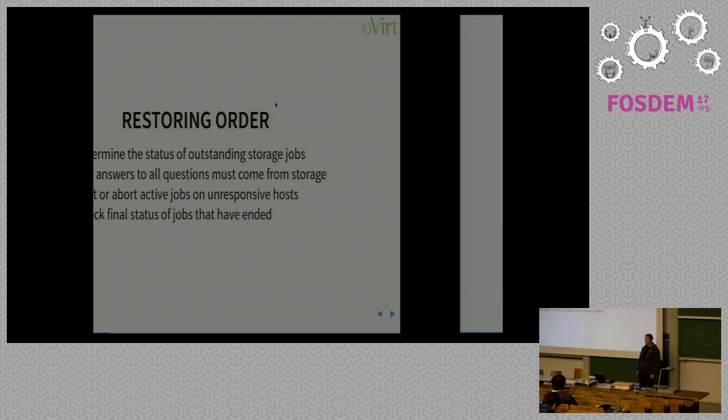So the first thing we need to do is determine if there are any running jobs and decide if we want to wait for those or kill them. And then with any jobs that are ending, we need to decide if they succeeded or failed so that we can report back to Engine and we can correlate all of the outstanding jobs into resolving the end user command, whatever it was that they requested.